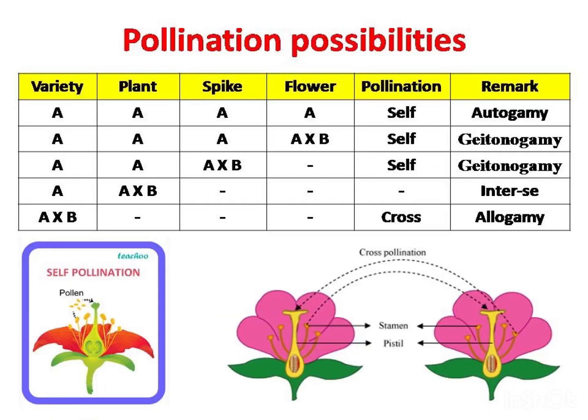Now, if you see the different possibilities of pollination, in case of a variety, consider its name as A, and one plant which is also A, the spike A, flower A. If the pollination happens within the flower, the same bisexual flower, it is nothing but autogamy. We call it self pollination. Another possibility is the same variety, the same plant, the same spike, where the pollination happens between different flowers of the same spike, say A into B. It's also a kind of self pollination. We call it geitonogamy.